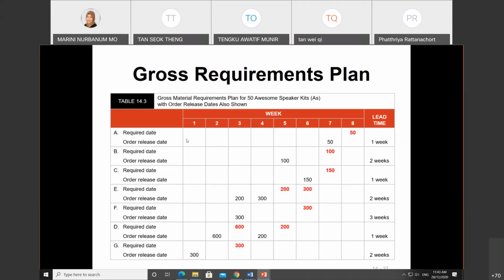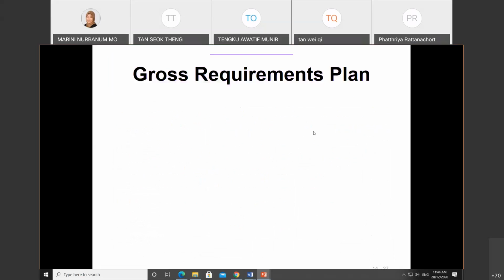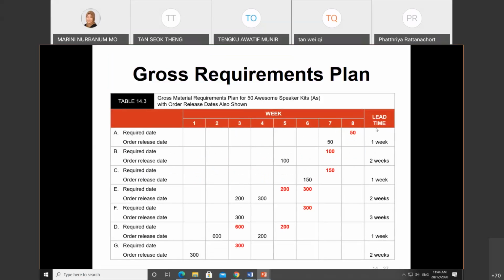So this part is straightforward, where you only have two pieces of information in a row. Okay, so you have on the left side, when do you require it? We know that the finished product is week 8. So you put here 50. Okay, just now remember, I said that we need 50 item A, week 8. Okay, so you put here. On the right side, the last column is where you note down how many weeks, in this case, is the lead time, just for your reference. Okay, so required date, lead time, okay.